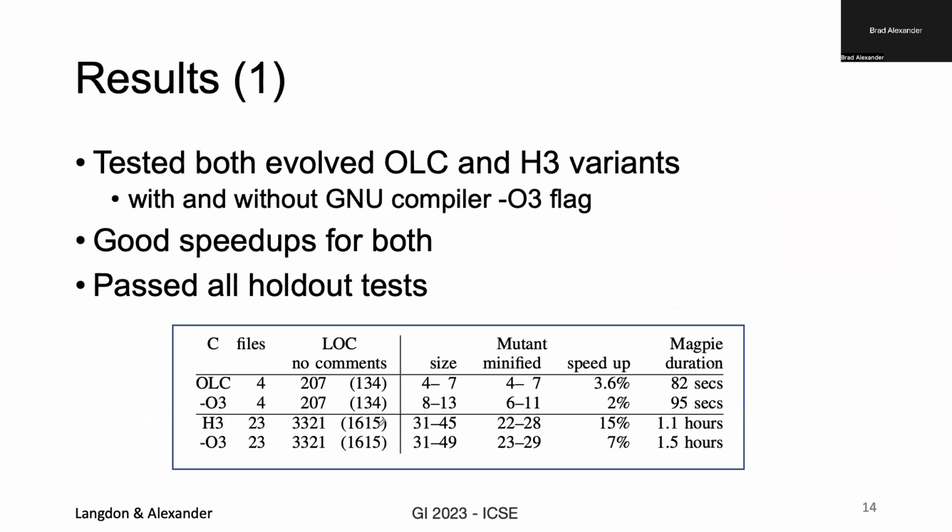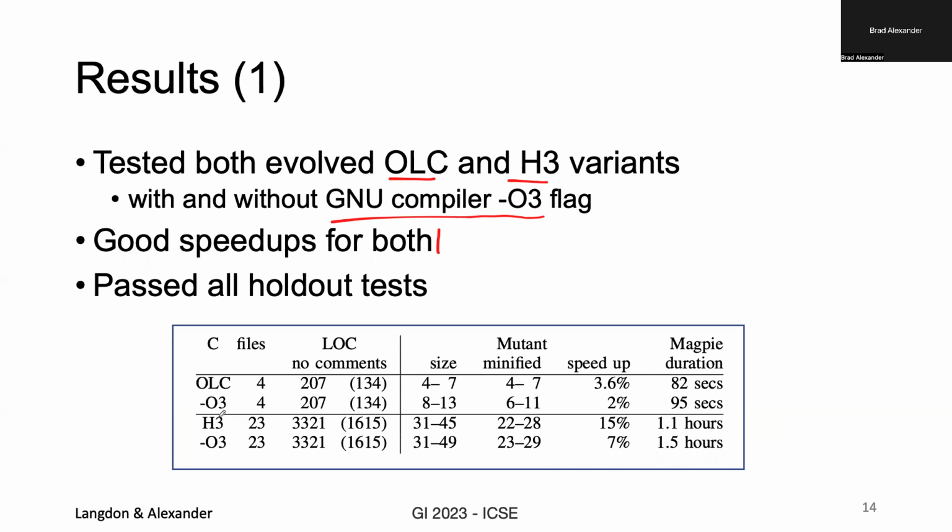So this is the key result. We tested and evolved on both OLC and H3 variants, and we wanted to see the performance with respect to both the optimized and unoptimized code. So we ran with and without the GNU compiler O3 flag on. What we saw were good speedups for both applications in all settings. And the interesting thing is that the best of all mutants passed all holdout tests, and there were 10,000 of these. So very, very robust code as the result.